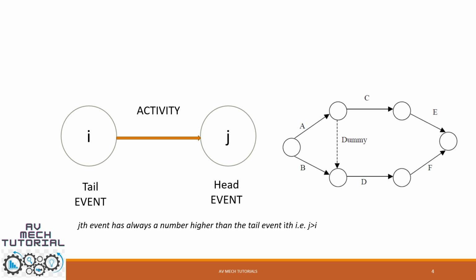Now we can see one word, that is dummy. Let us understand what a dummy is. A dummy is an activity which shows the dependency of one activity on another but does not consume any time, and it is usually represented by a dotted line arrow, and hence there is no time allotment to dummies.